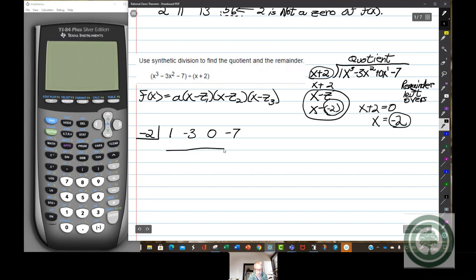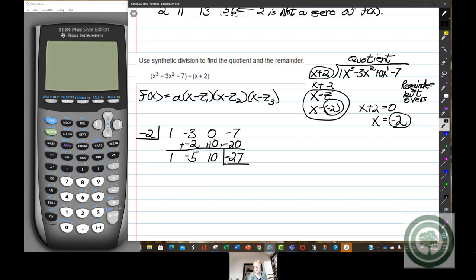I skip a line and draw a line. I bring the first number directly down. 1 times -2 is -2. -3 plus -2 is -5. -5 times -2 is +10. 0 plus 10 is 10. 10 times -2 is -20. -7 plus -20 is -27.